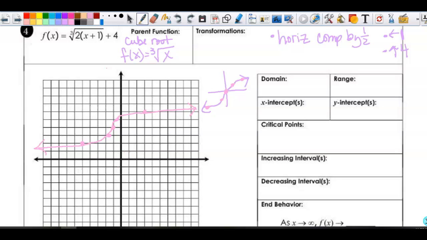All right, so let's look at the domain. The domain, again, is all real numbers, so we're going from -infinity to infinity. My range is going also from -infinity to infinity.